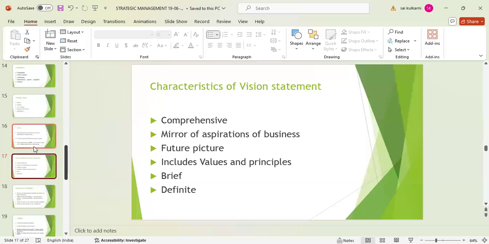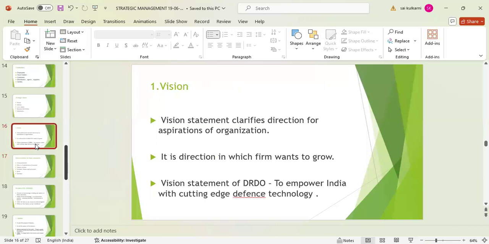The same example we can continue. In this statement, 'to empower India.' So empowerment of India is the point covered in the same statement of DRDO. Then the second one, cutting-edge technology. This is the second point. So advanced technology you have to implement in India. This is the second point in the same vision statement. And the third one, it is working for defense.